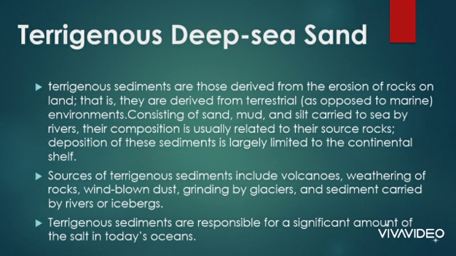Terrigenous sediments are those derived from the erosion of rocks on land, that is, derived from the terrestrial environments, consisting of sand, mud, and silt carried to the sea by rivers. Their composition is usually related to the source rocks. Deposition of these sediments is largely limited to the continental shelf. Sources of terrigenous sediments include volcanoes, weathering of rocks, wind-blown dust, grinding of glaciers, and sediment carried by rivers or icebergs. Terrigenous sediments are responsible for a significant amount of salt in today's ocean.